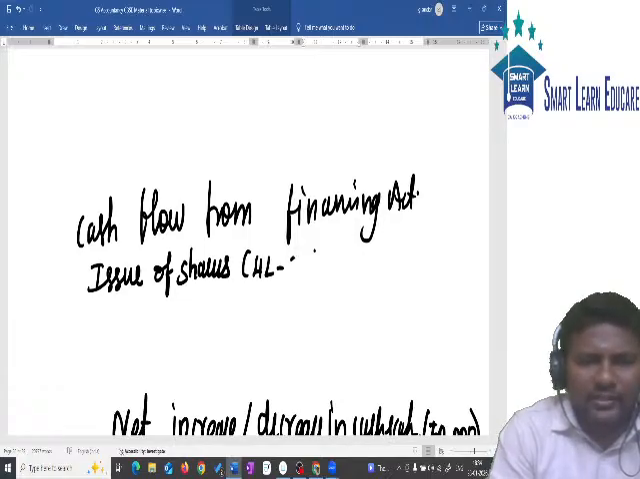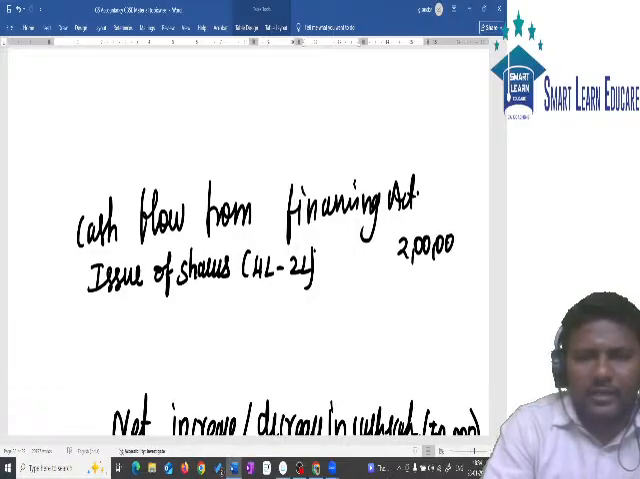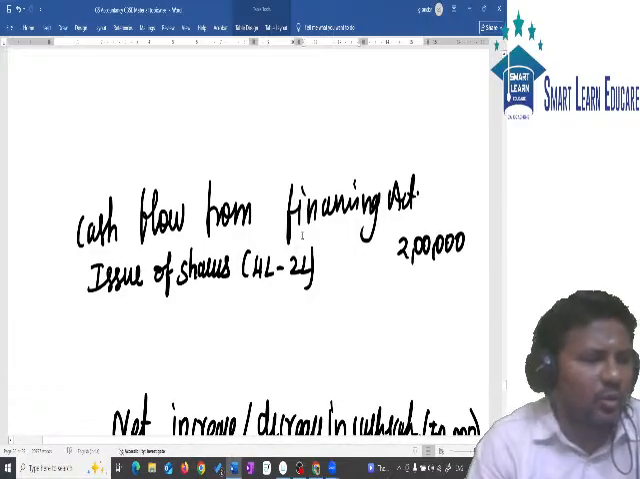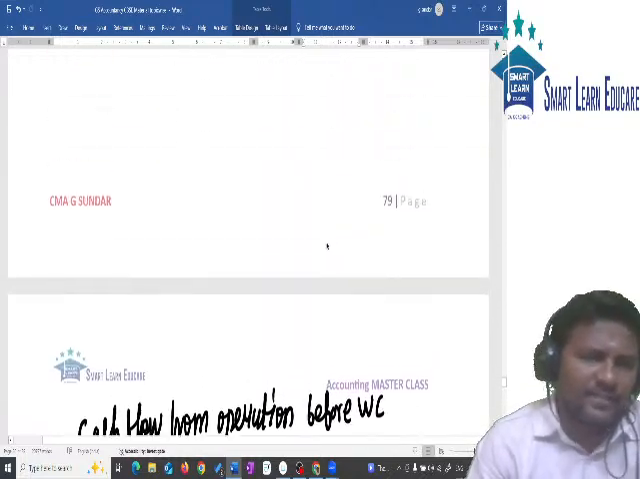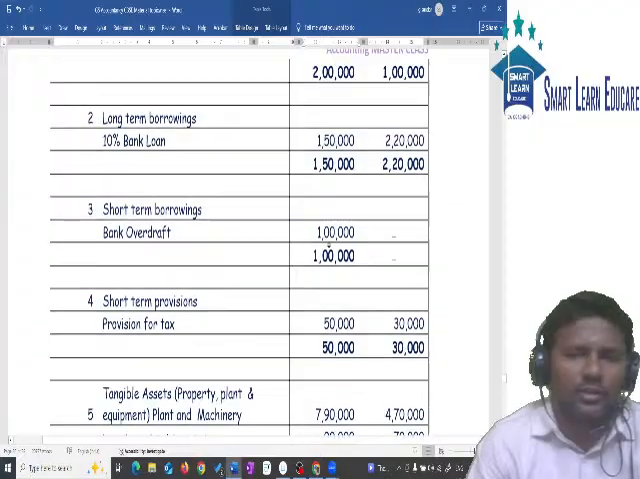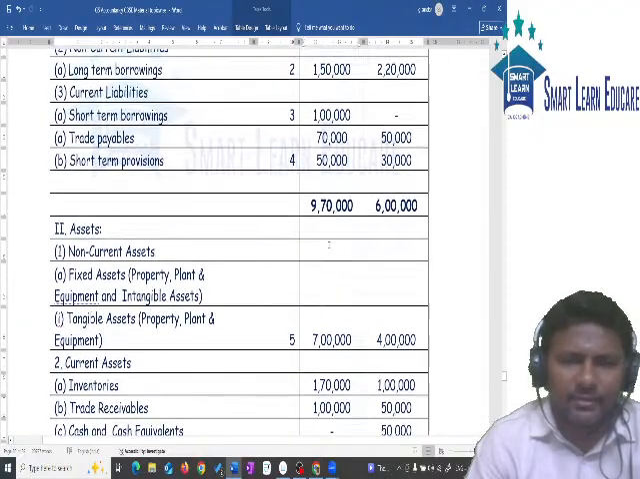4 lakh minus 2 lakh will give you 2 lakh. Inflow of cash. Inflow na plus, outflow மட்டும் minusல எழுதிக்கோங்க. So first number எழுதியாச்சு. Second number.